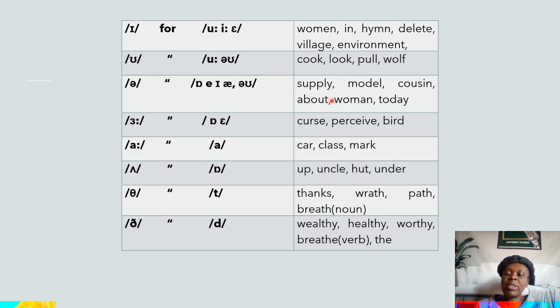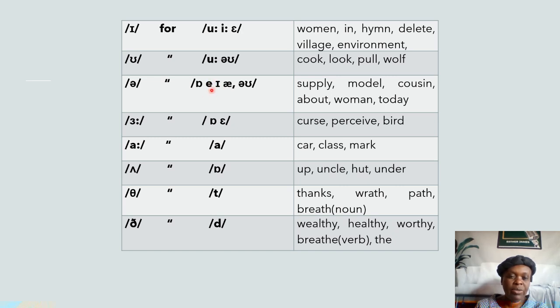Any syllable that is not stressed takes up the schwa sound. For example, we used to say supply with a full vowel, but the right pronunciation is supply, with the schwa.